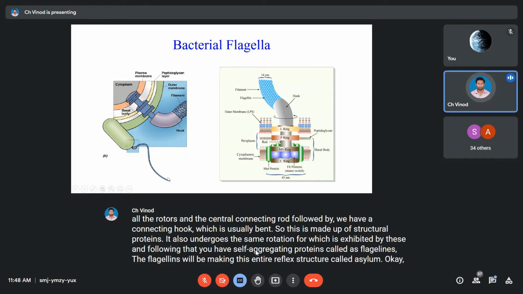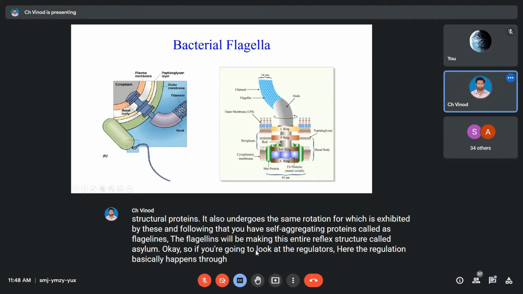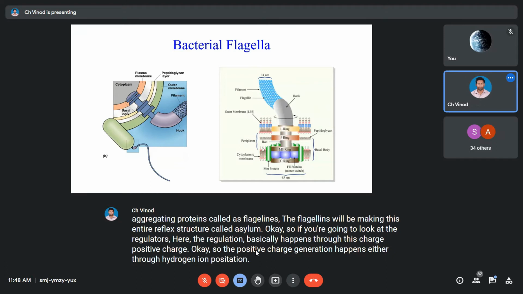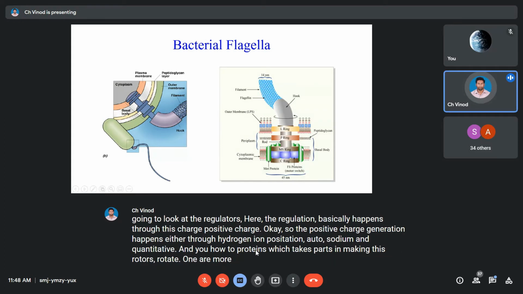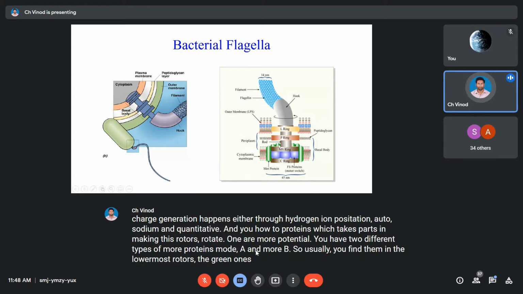Okay, so if you're going to look at the regulators here, the regulation basically happens through this positive charge. The positive charge generation happens either through hydrogen ion concentration or through sodium ion concentration. And you have two proteins which take part in making these rotors rotate. One is the mot proteins. You have two different types of mot proteins, MotA and MotB. Usually you find them in the lowermost rotors. The green ones that you're seeing here are the mot proteins.